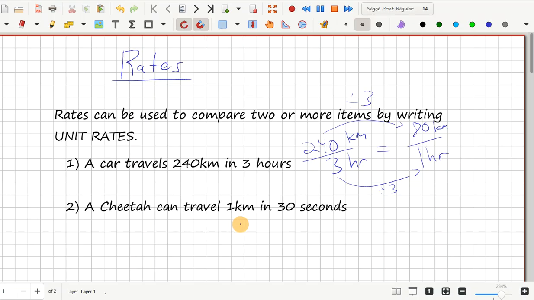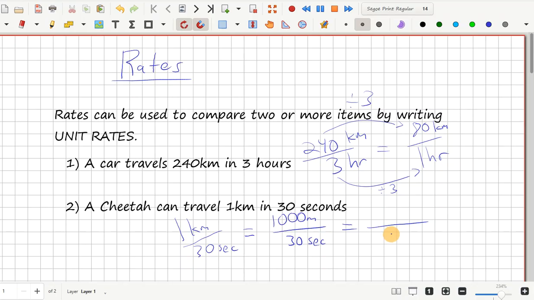A cheetah can travel 1 kilometer in 30 seconds. So 1 kilometer per 30 seconds. It looks like we already have a unit ratio because we have a 1 on top. But I want to figure out how far or how fast it can travel per second. Now, because the value on top is in terms of kilometers, I would rewrite this in terms of meters. So I get 1,000 meters in 30 seconds. Okay, because now I want to figure out how many meters per second this cheetah travels, because cheetahs can't travel that fast for that long.